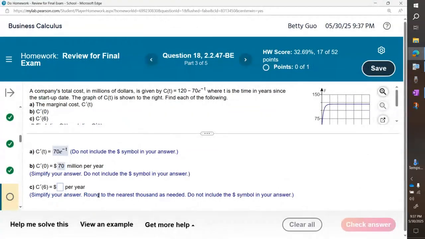And the dollar is in what? In millions of dollars. So here it doesn't say in millions. Instead, we need to find out the dollar. So this is something we need to pay attention to.